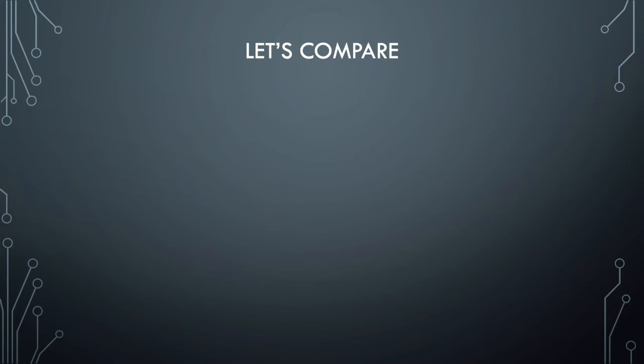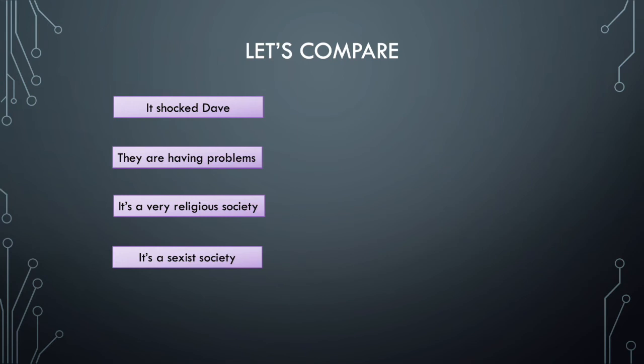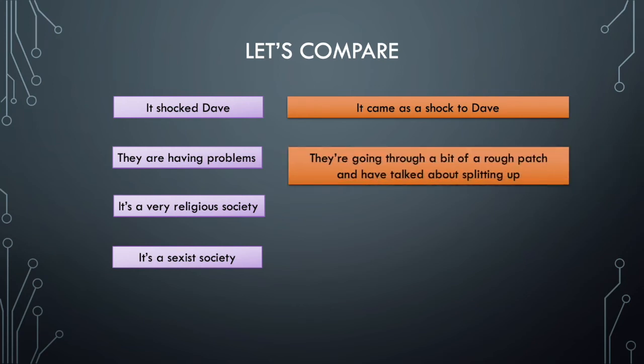So let's compare. "It shocked Dave. They're having problems. It's a very religious society. It's a sexist society." Now, those are rather intermediate, simple ways of expressing easy to understand ideas. But check this out. "It came as a shock to Dave. They're going through a bit of a rough patch." Yeah, a bit of a rough patch doesn't mean that their marriage is on the rocks necessarily, or that they are about to break up.